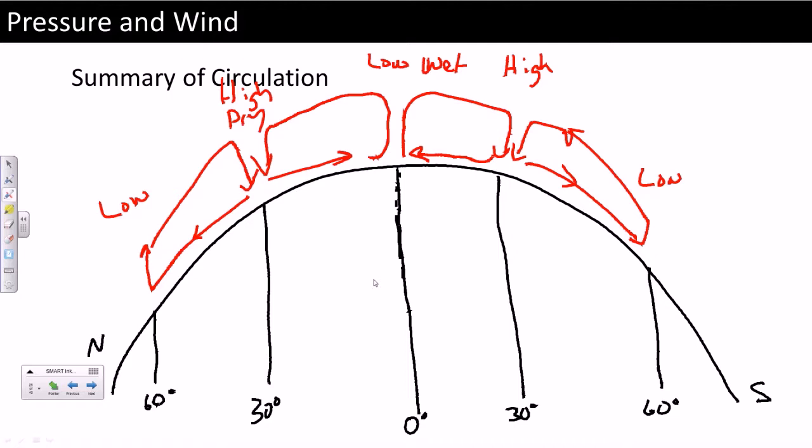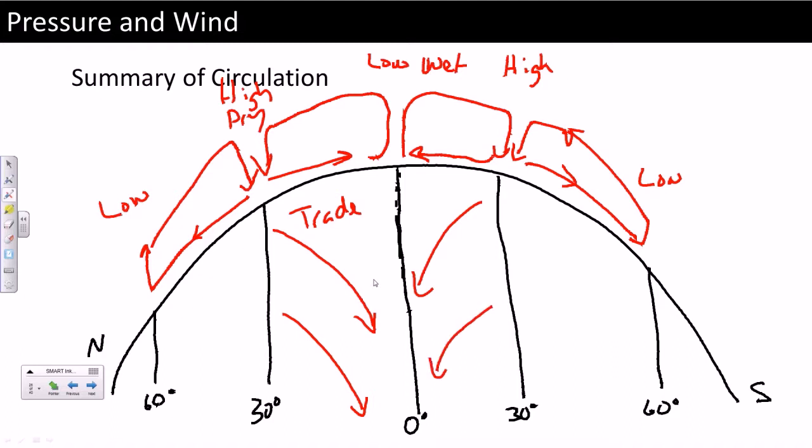As far as winds go, in terms of their movement, we have the northeast and the southeast trades. So wind is deflected to the right in the northern hemisphere, so the trades come in like this, and they come in like that. So that's a trade wind. Again, trades in the southern hemisphere. We got the westerlies, again, deflected to the right.